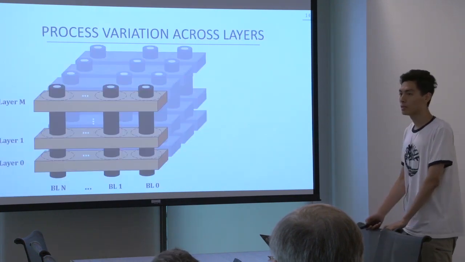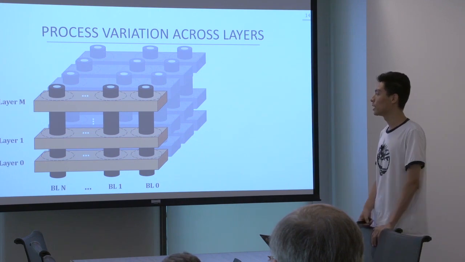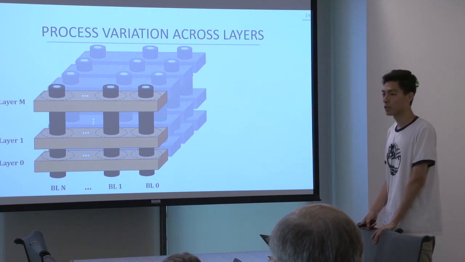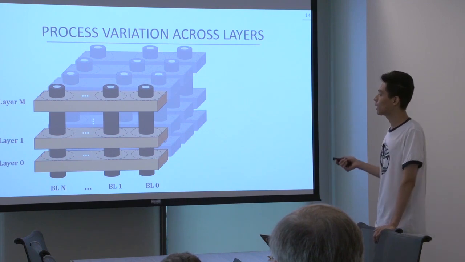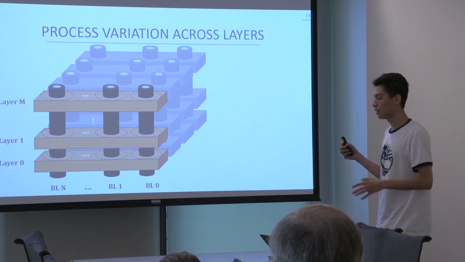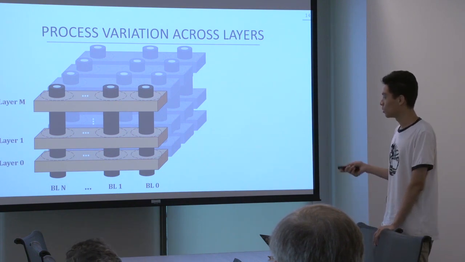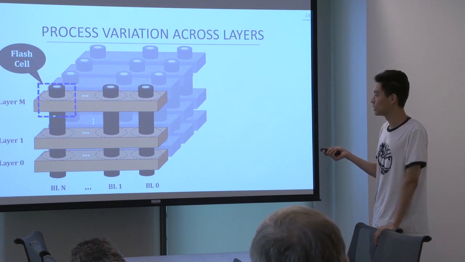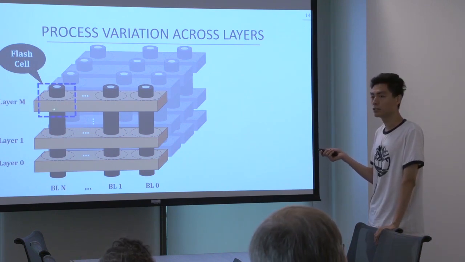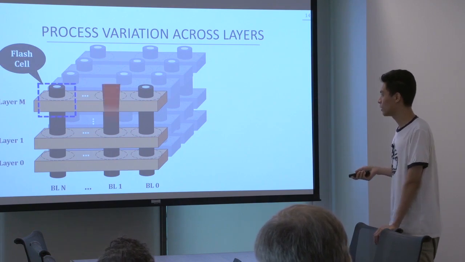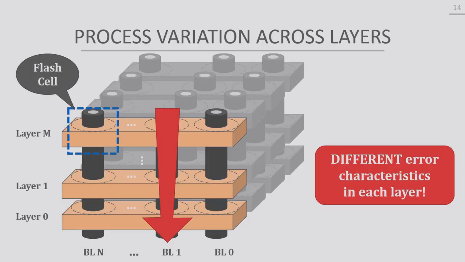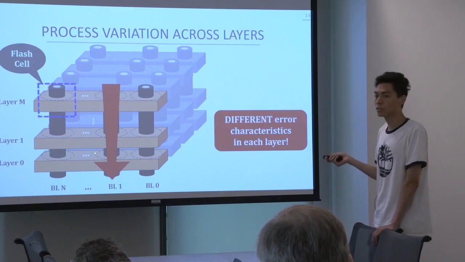The first phenomenon that we observe, which is also unique to 3D NAND, is process variation across layers. This diagram shows the internal organization of the flash cells within the 3D NAND chips. Each segment of this rod can be viewed as a single flash cell, and these flash cells are organized vertically into a bit line. If you notice, the flash cells share the same central rod across the vertical layers.